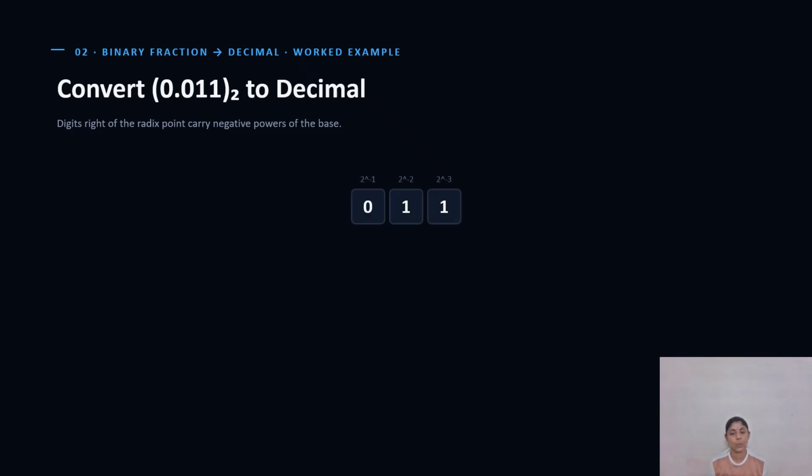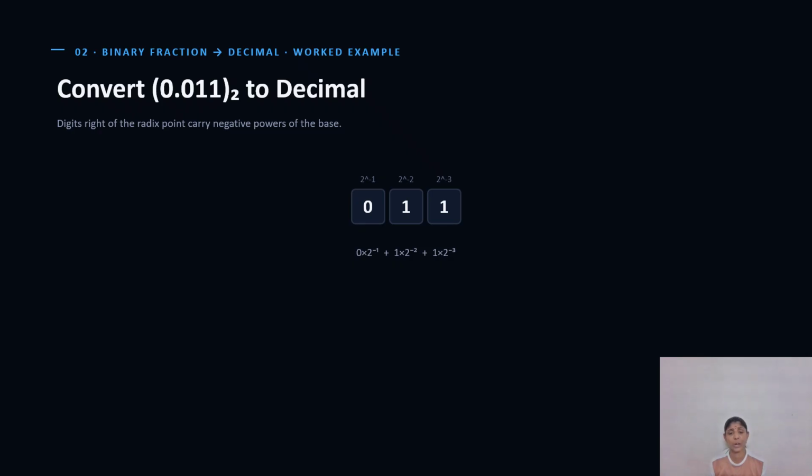So what is that 0? 2 power minus 1. What is that 1? The position value is 2 power minus 2. And the last one is 2 power minus 3. Right? Face value is 0, 1, 1. And the place value or positional value or else weight is 2 power minus 1, 2 power minus 2 and 2 power minus 3. How to write 2 power minus 1? It is 1 by 2. 2 power minus 2 is 1 by 2 power 2. 2 power minus 3 is 1 by 2 power 3. So 1 by 2 is 0.5, 1 by 4 is 0.25, 1 by 8 is 0.125.